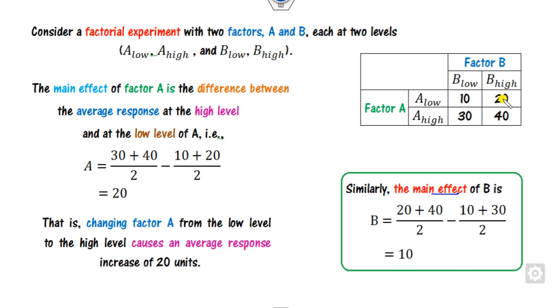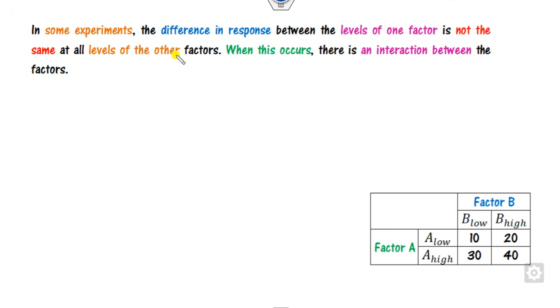Similarly, you can find the effect for B. The main effect for B is the average of the high minus the average of the low. Again, you can see this is a positive sign, plus 10. So it means whenever you increase from low to high, the impact increases. However, it is not always true that whenever A increases, B also increases. There are several experiments in which the difference of the responses is not the same at all the levels. Whenever there is a change in the level, we call it the interaction between them, or the interaction factor between them.